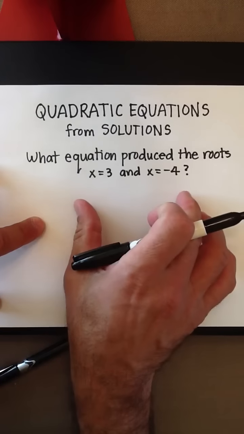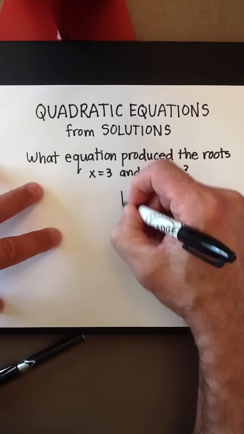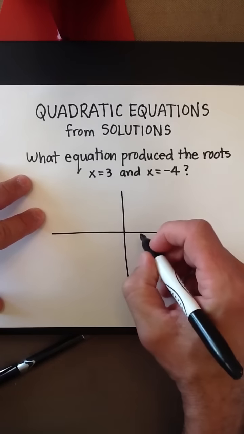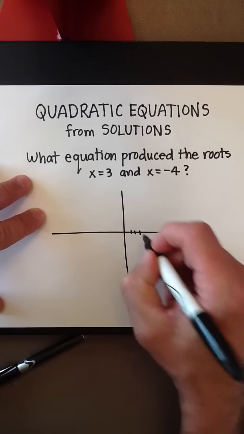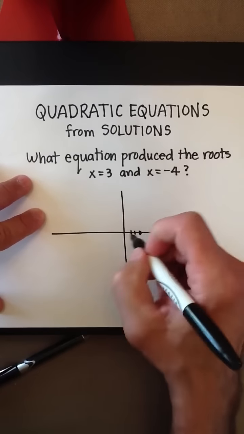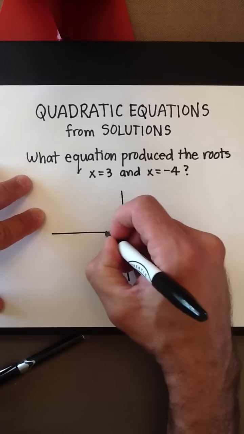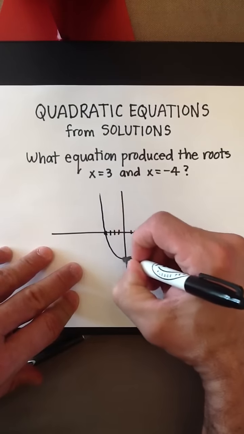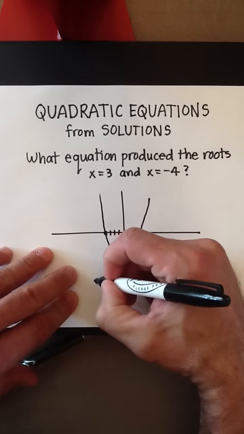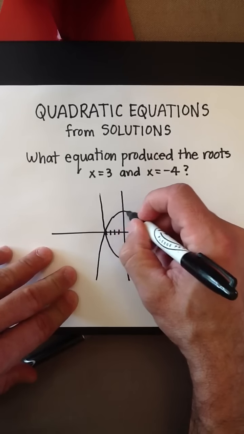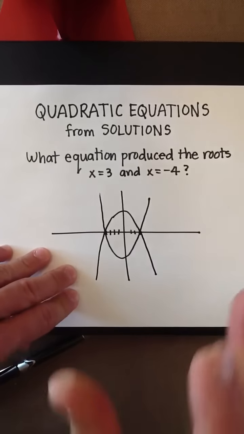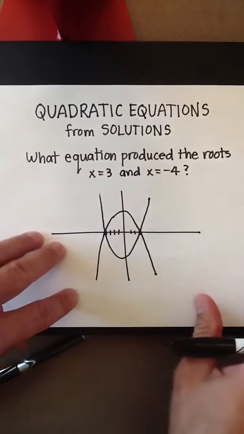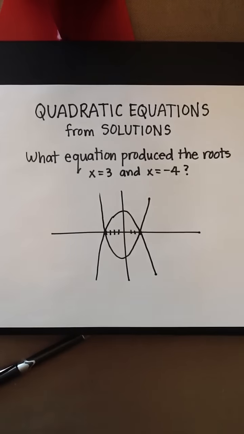Remember that quadratic equations are parabolas, right? So essentially what I'm saying is there was a parabola that produced x equals 3 and x is equal to negative 4. Now this parabola could have gone this way, right? Or it could have gone this way. It really doesn't make any difference because I just want to try to find one possible equation that produced these two roots. Okay, and I'm going to show you how to do that.